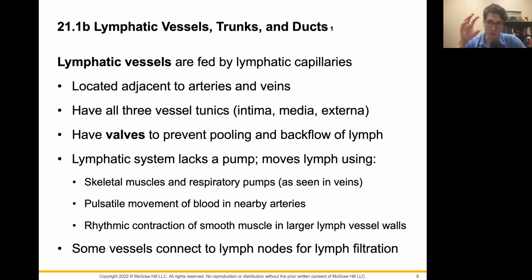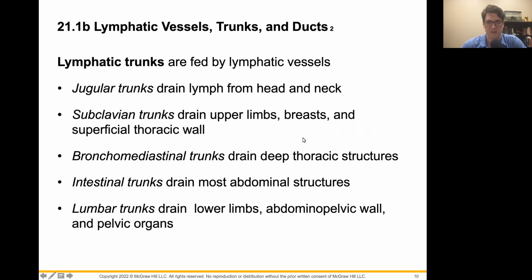So because of that, pooling is a potential issue. We want to make sure that the fluid doesn't always just drain back down. So to help with that, once again, we have valves. This should sound pretty familiar. Now the lymphatic vessels, once we get away from the lymphatic capillaries, also have the same three vessel tunics: intima, media, and externa.